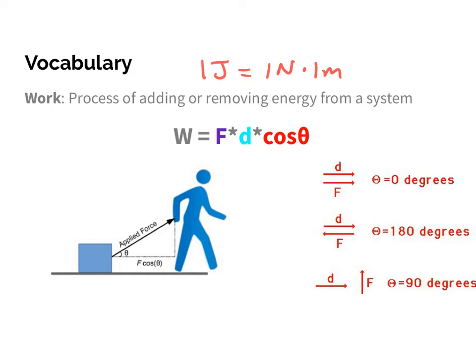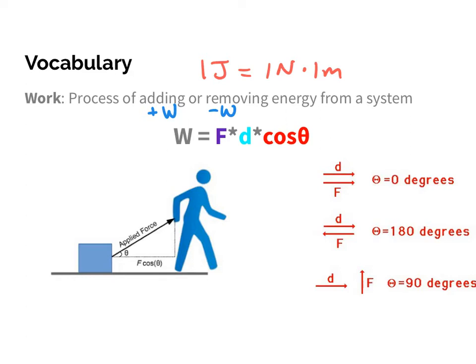So, for example, positive work is going to represent me adding energy to the system, versus me doing negative work. Negative work is going to represent me taking energy away from the system. And I'm going to do this by applying a force through a certain distance.